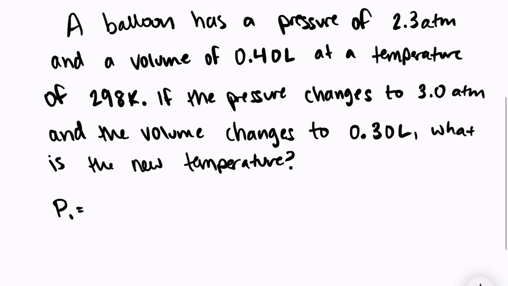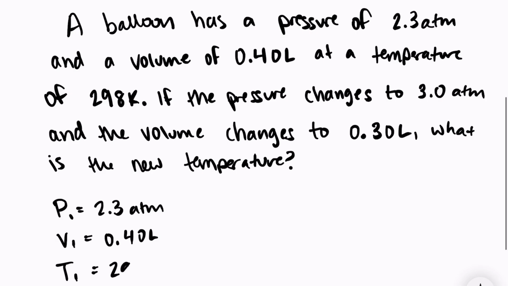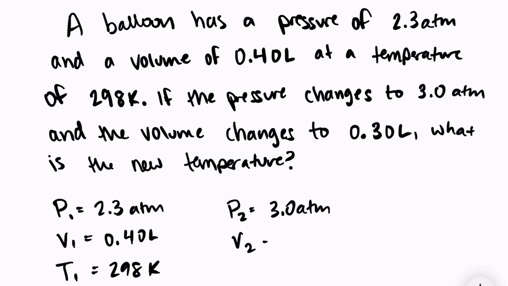Our P1 is 2.3, V1 is 0.4, T1 is 298, and it's nice that it's already in Kelvin. If it wasn't, we would have to switch that. P2 is equal to 3, and V2 is equal to 0.3. And we do not know what T2 is.